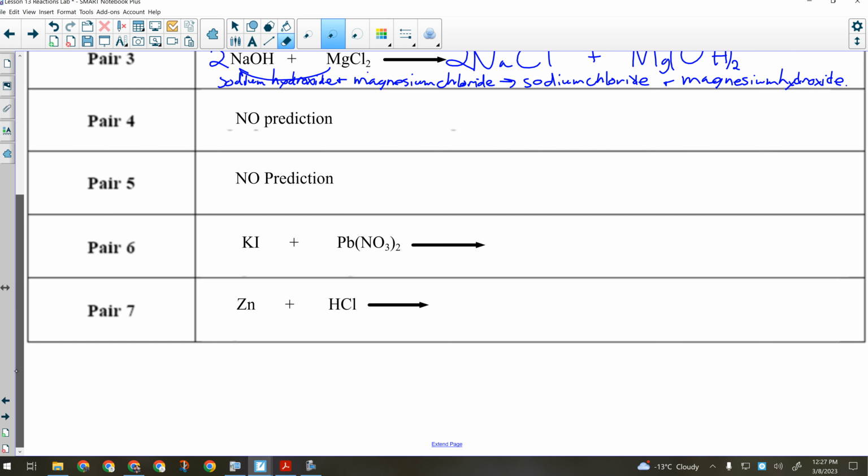Okay, for pair number 6, we've got potassium iodide. So we'll write it out in words. Potassium iodide reacting with lead nitrate. But what do I need to remember about lead? It needs Roman numerals because it has more than one possible charge. If there was one thing I saw forgotten more than anything else, it would be Roman numerals in this reaction.